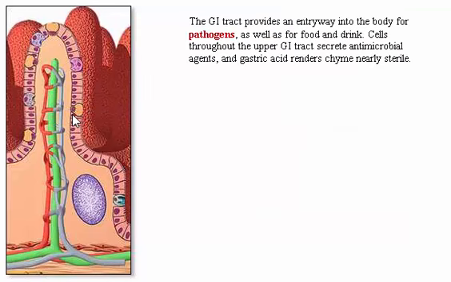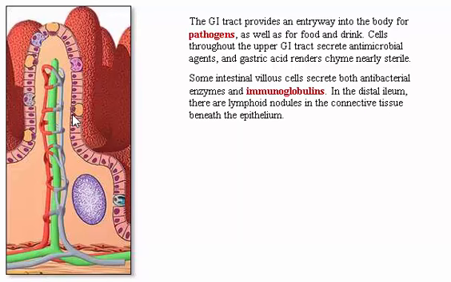The GI tract provides an entryway into the body for pathogens, as well as for food and drink. Cells throughout the upper GI tract secrete antimicrobial agents, and gastric acid renders chyme nearly sterile. Some intestinal villus cells secrete both antibacterial enzymes and immunoglobulins.